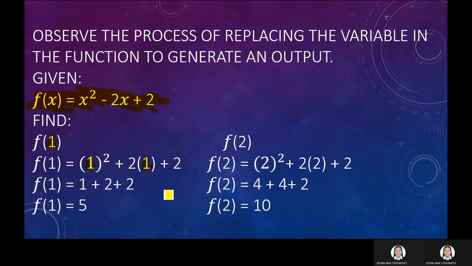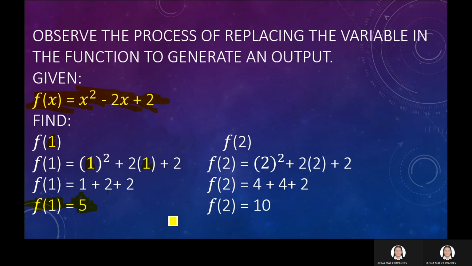So now we have 1 squared. Okay, so x squared, now we have 1 squared plus 2 times 1 plus 2. So we have 1 squared is equal to 1, plus 2 times 1, which is 2, and plus 2. So f of 1 is equal to 5.